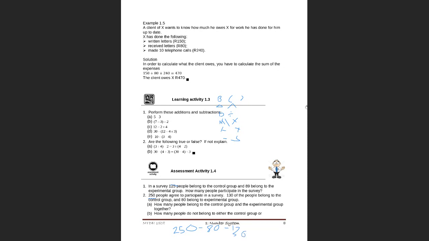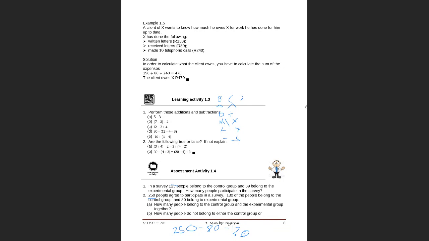Yes, Amanda. How many people do not belong to either the control group or the experimental group? 40 people do not belong to either of the two groups, yes, because it will be 250 minus 210, which is 40. Please, any questions there? Any questions? Any questions?